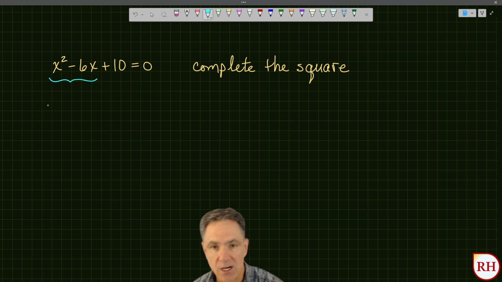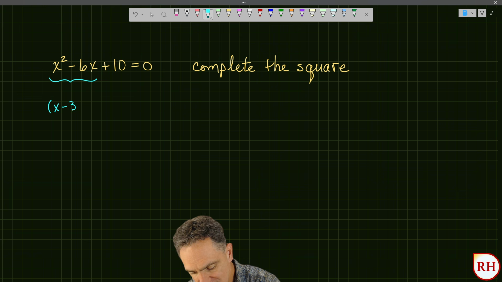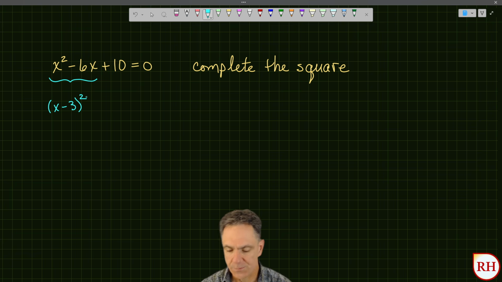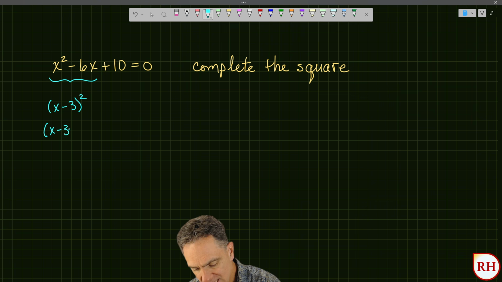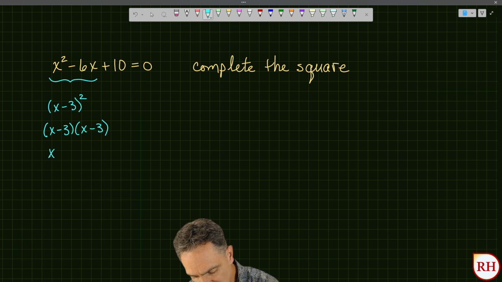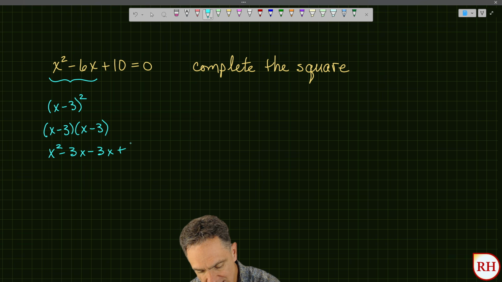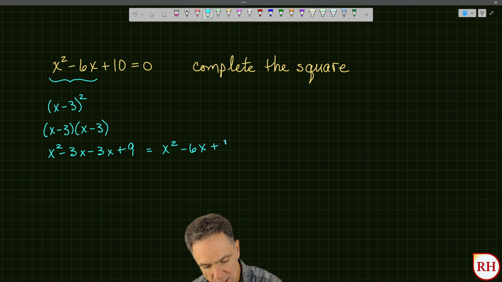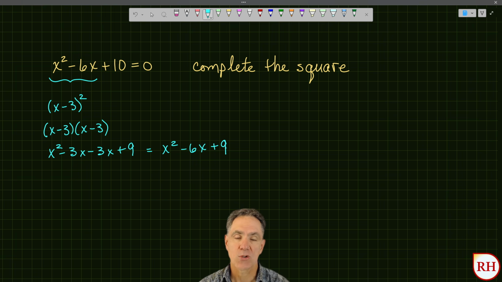In this case, and I'm not going to go through all the details, it's just a demonstration, we have something like x minus 3 squared. Well, where does that come from? Think about FOIL. We have x minus 3 times x minus 3, and you remember the FOIL: first, outside, inside, last. And when we do that, we would end up with x squared minus 3x minus 3x plus 9. And putting these together, this is going to be x squared minus 6x plus 9. And that's almost what we want.